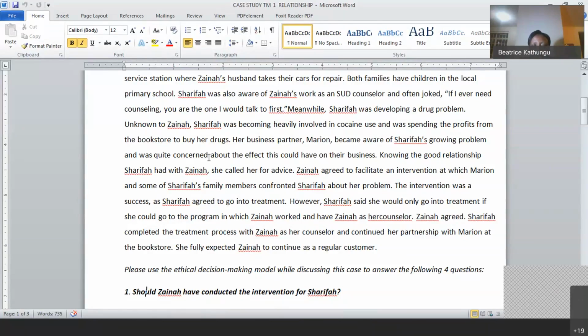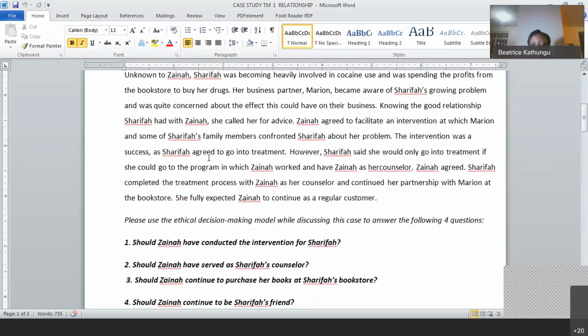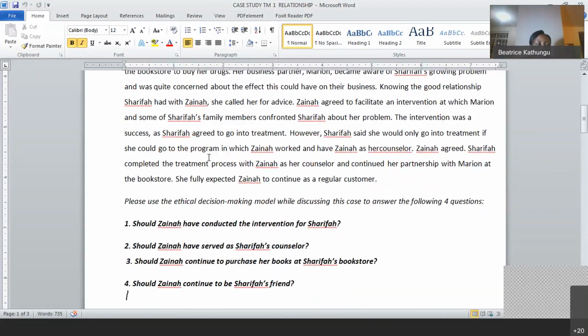Please use the ethical decision-making model while discussing this case to answer the following 4 questions. And I also want you to use the universal values, and I also want you to use the NAADAC principles. So you're going to be saying what principle applies, maybe what standards of the principle, what universal values could be applied, and then we make a judgment on Zaina.